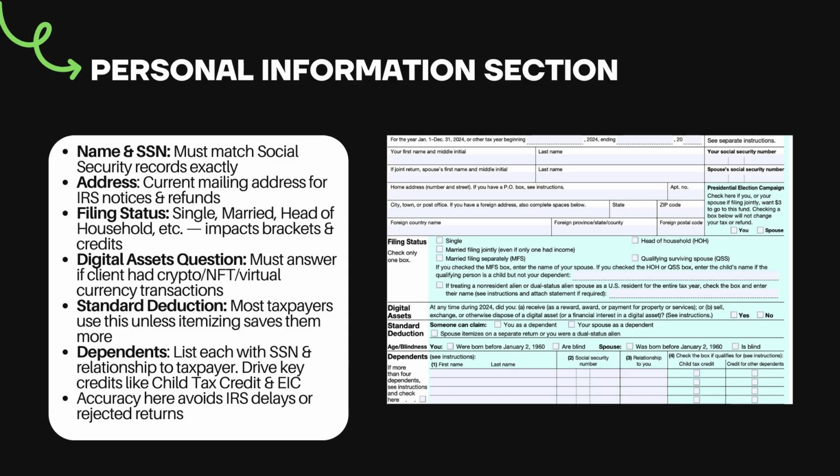Then you have filing status. This is where you mark whether they're single, married filing joint, married filing separate, head of household, or qualifying widow. Filing status is critical because it determines their tax bracket and whether they qualify for certain credits. For example, head of household usually gets a bigger standard deduction than single, which means lower taxable income.